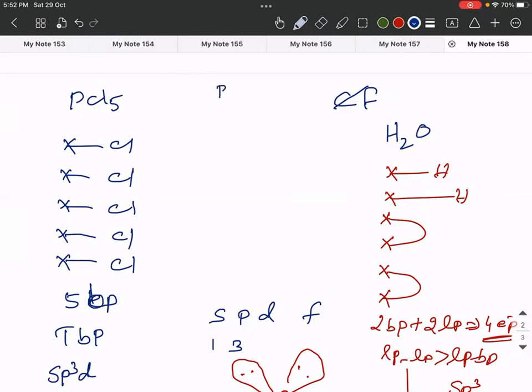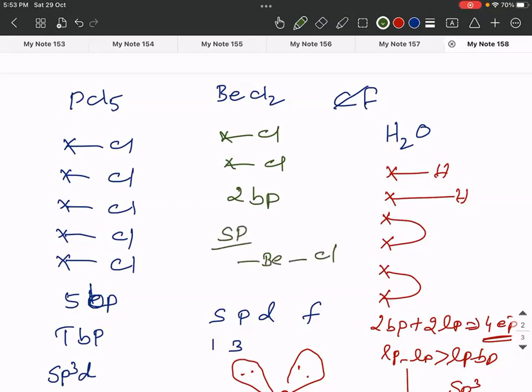Simple molecule, beryllium dichloride, BeCl2. Correct. Beryllium belongs to the s block element, so it has only 2 electrons. It will bond with 1 chlorine and 2 chlorine, so only 2 bond pairs. 2 means 1 s and 1 p, so it becomes sp hybridization. The shape will become linear. That's all. Simply, you can find out the hybridization as well as the shapes.